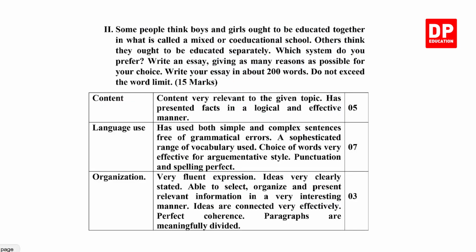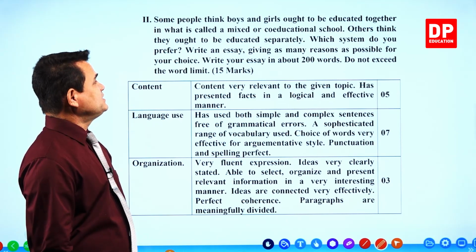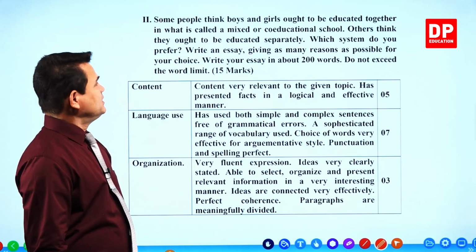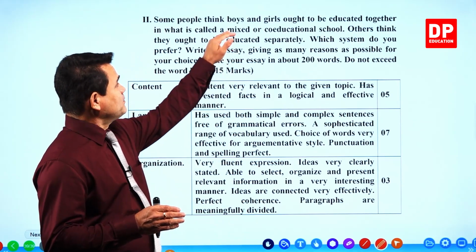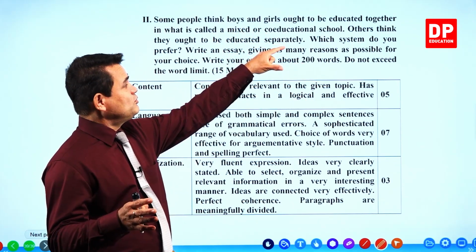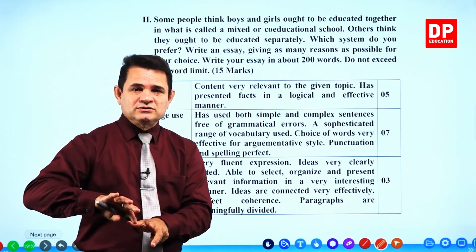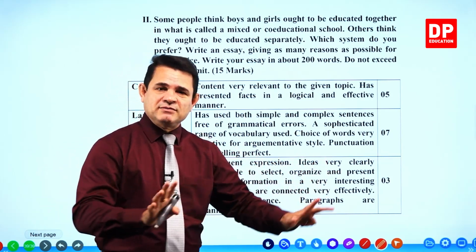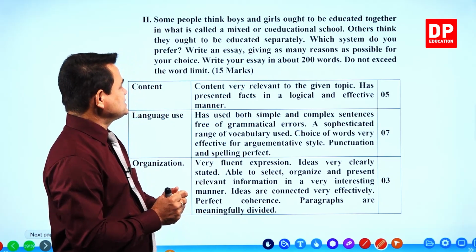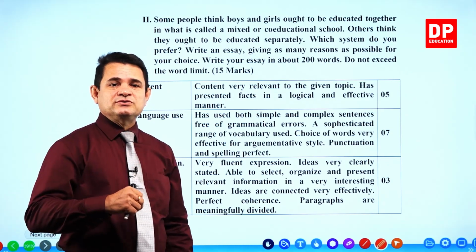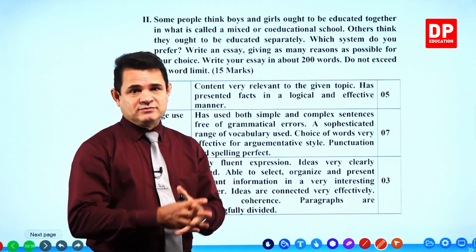And the next question is, some people think boys and girls ought to be educated together in what is called a mixed or co-educational school. සමහරු හිතනවා, some people think boys and girls දෙකොල්ලම ought to be educated ඉගෙන ගන්න ඕනි together එකට, not in boys school in boys, girls in girls school එහෙම නෙමෙයි. දෙකොල්ලෝ එකට ඉගෙන ගන්න ඕනි කියලා සමහරු විශ්වාස කරනවලු. We call it mixed or co-educational schools. That what we call mixed schools. Girls and boys both are in the same school.